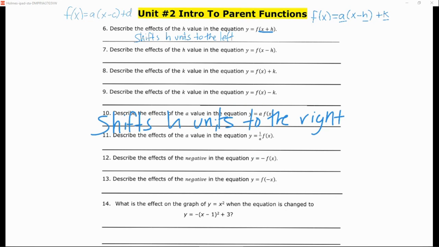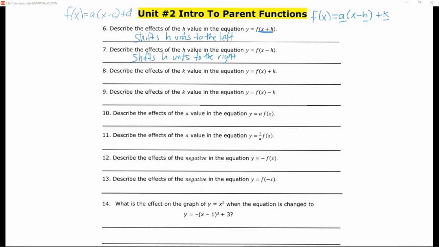So let's say that it's a minus 3 or a plus 3, that's however many units we're going to be moving to the left and to the right. It's always the opposite behavior inside the parentheses. Inside the parentheses, opposite behavior. Let's move on to number 8.